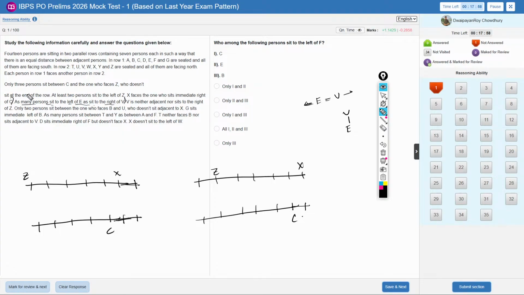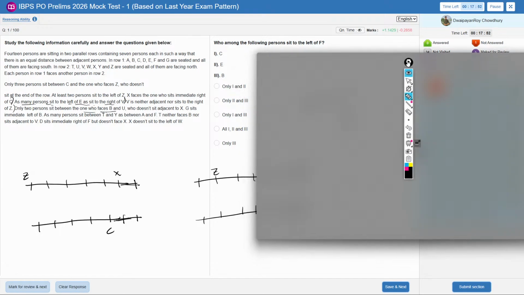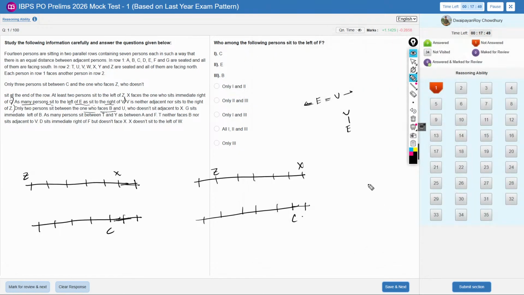Only 2 persons sit between the one who faces B and U. So U, 1, 2, someone, and that person faces B. U does not sit adjacent to X, so U is not here and here, adjacent to X.